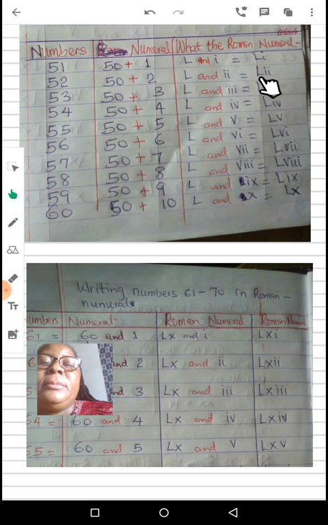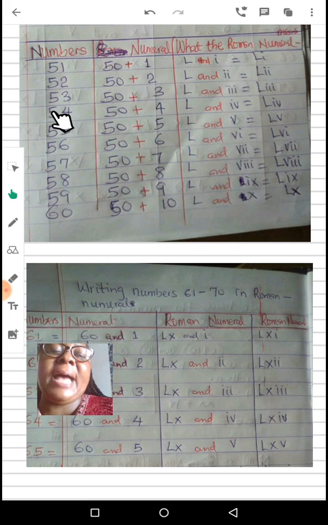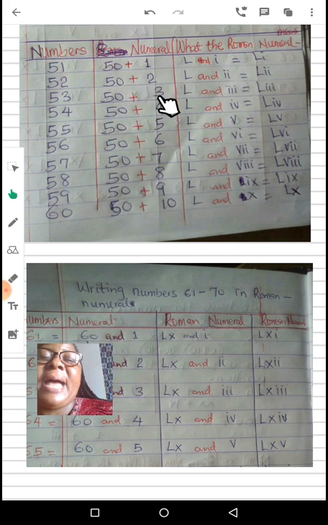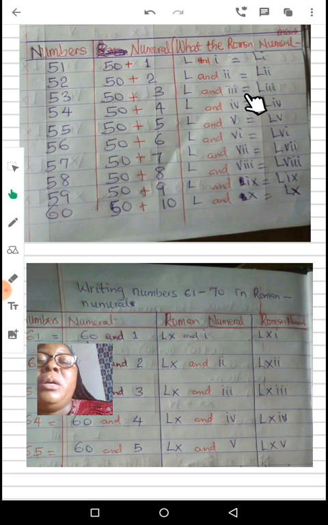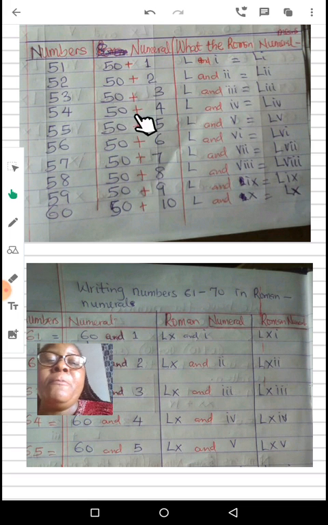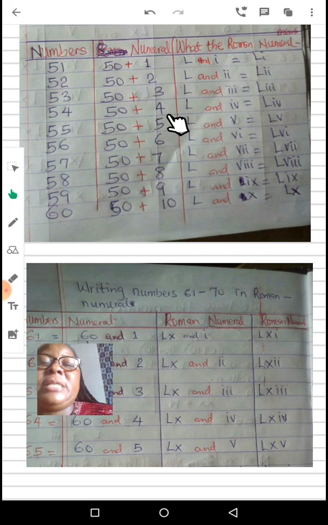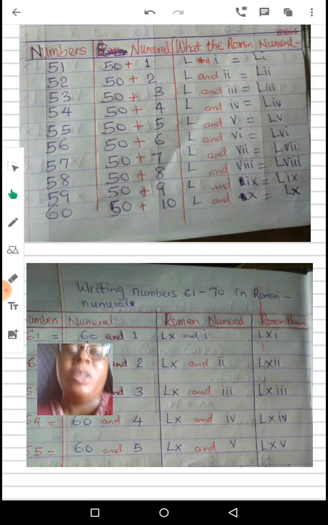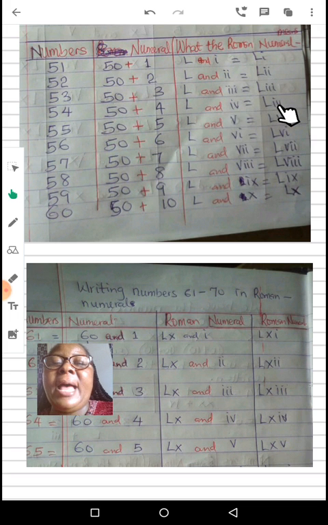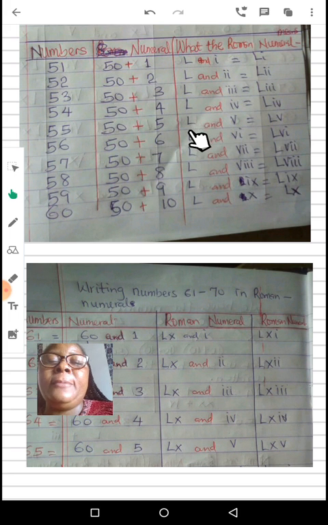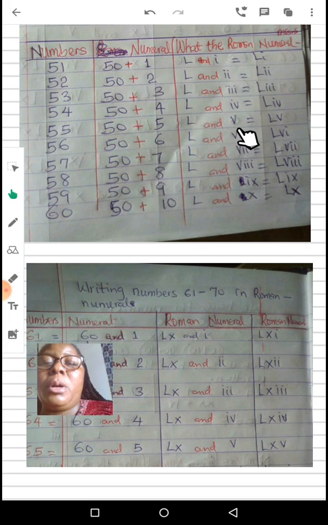LII. Okay, 53 is 50 and 3. That is L for 50 and III for 3. Bring them together, LIII. 53. That's how you continue. 54 is 50 and 4. That is L and IV, which is 4. You remember 4 is IV. So LIV. 55 is 50 and 5. 50 is L and your 5 is V, that is LV.